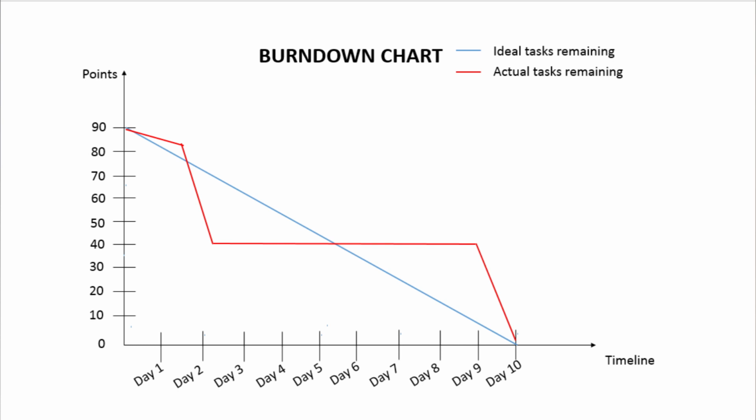In this case, the Burndown chart shows you a big problem, because between day 2 and day 9 the team completes 0 points. So 0 tasks completed, the same number of tasks remaining, so it displays a big problem. You have to find the root problem and try to resolve it for the next sprint.